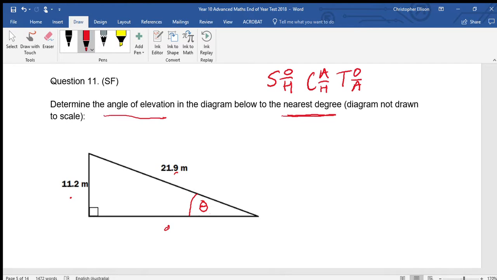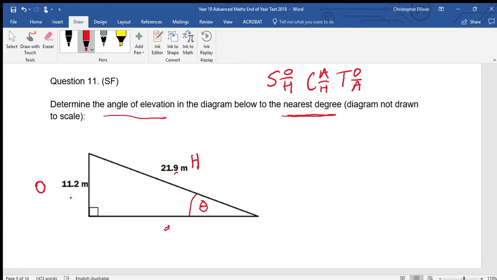So with respect to theta here, or the angle of elevation, the 11.2 is the opposite side. We label it with an O, opposite, because it's not touching that angle. The 21.9 is the hypotenuse. Remember, the hypotenuse is the side which is opposite the right angle, and it's also the longest side of the right angled triangle.